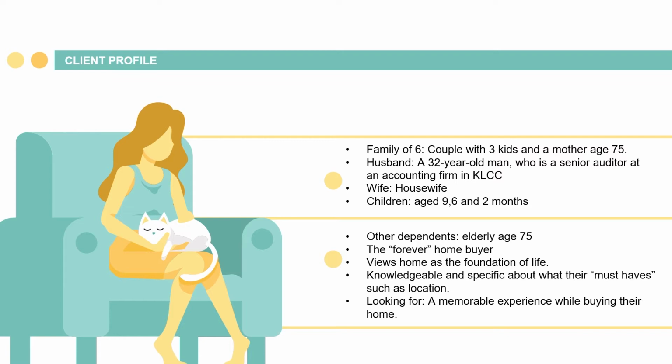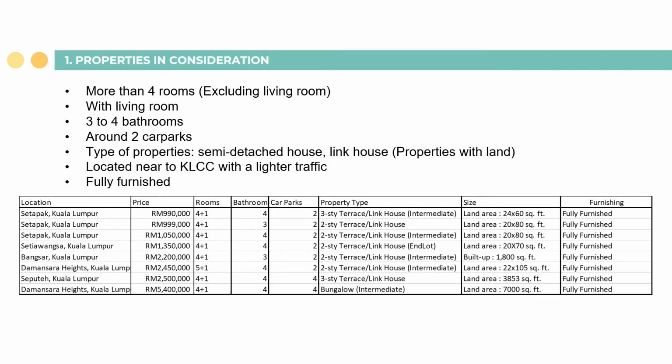So the properties in our consideration are properties with more than 4 rooms, excluding living room. So it can have a master room and 2 for their children, another one for their mother. The property should have a living room because most of the family interaction involves the living room, and it should have 3 to 4 bathrooms, around 2 car parks.